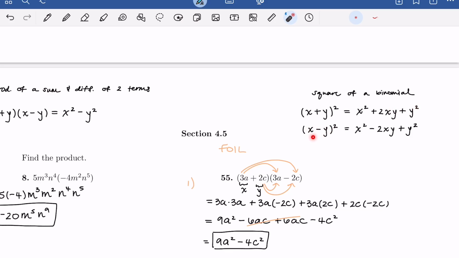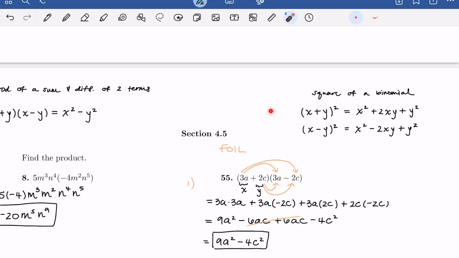On the other hand, if we're looking at the difference of these guys, so we're taking the square of a binomial where we're taking the difference of the two terms, we're going to end up with this version. The only thing that's changed here is that this middle term here is going to be negative instead of positive.